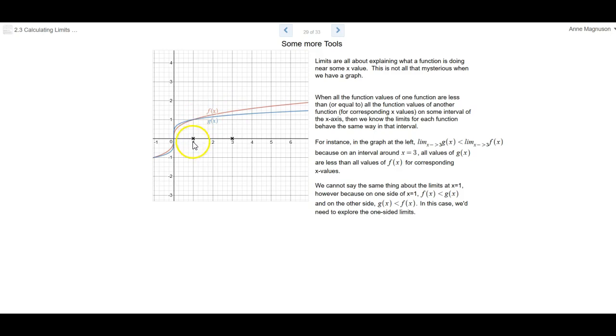However, if you look at x equals 1, that's not the case. On one side, g of x is greater than f of x, and on the other side, f of x is greater than g of x. So if you were going to look at that limit, you'd need to look at the one-sided limits.